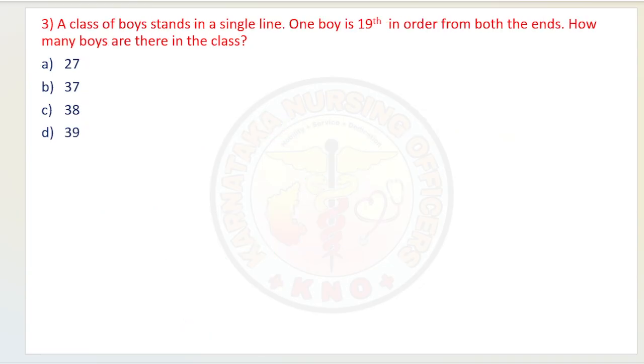Next question. A class of boys stands in a single line. One boy is 19th in order from both the ends. How many boys are there in the class? The options are 27, 37, 38, 39.